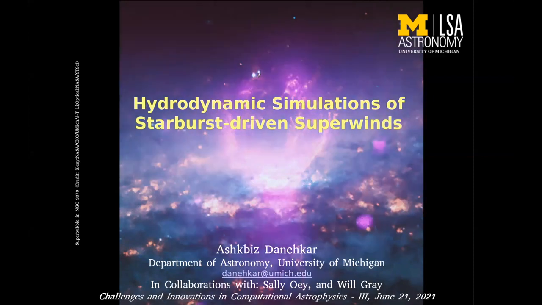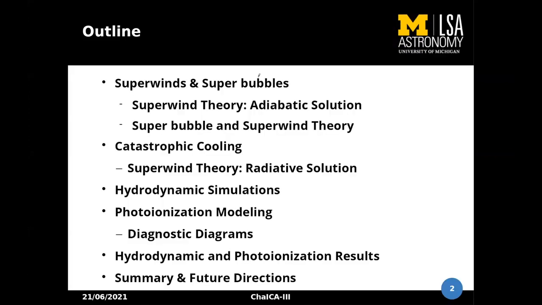I recently did a FLASH hydrodynamic simulation in collaboration with Sally Oey at the University of Michigan and Bill Gray. We studied the formation of superwinds and superbubbles, which emerge from OB associations, OB-type stars in star-forming galaxies. And we studied the formation of strong radiative cooling, also called catastrophic cooling. We did a series of hydrodynamic simulations, and we used those hydrodynamic simulation results to run photoionization models.